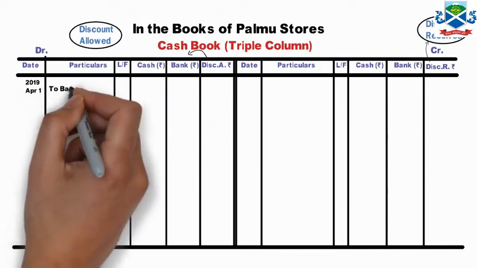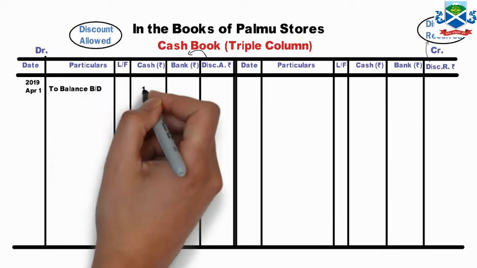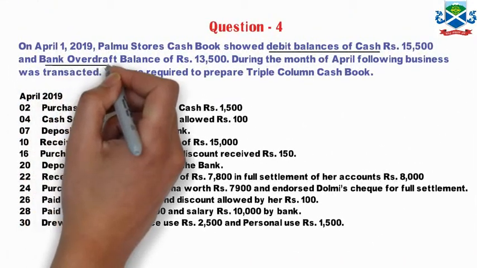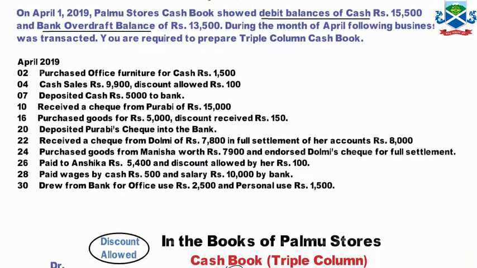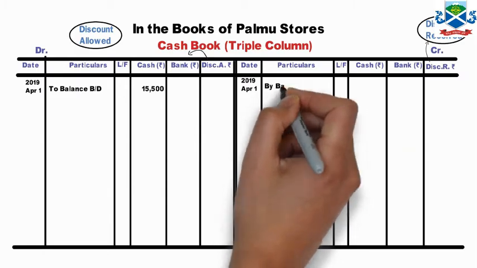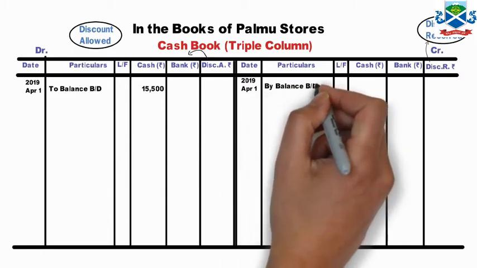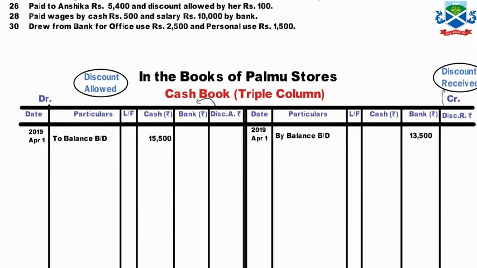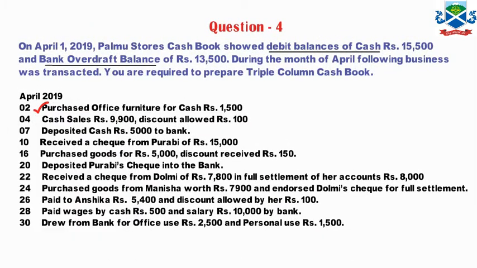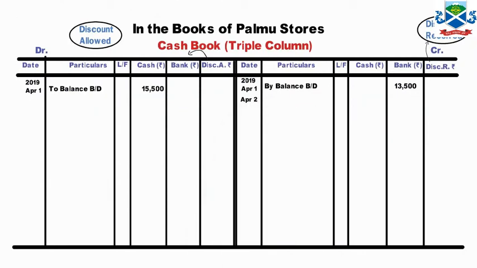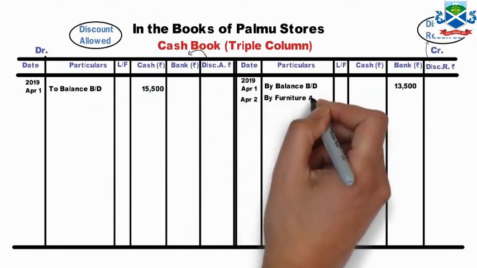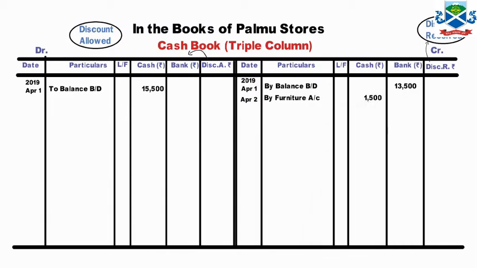In the cash column we'll write the figure of 15,500, and the bank overdraft balance is 13,500. So on the credit side we'll write by balance BD. In the bank column we'll write 13,500. Now purchase office furniture for cash 1,500, it's an asset purchase, so furniture account debit to cash, so by furniture account in the cash column 1,500.